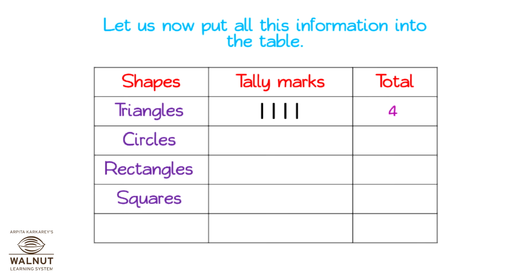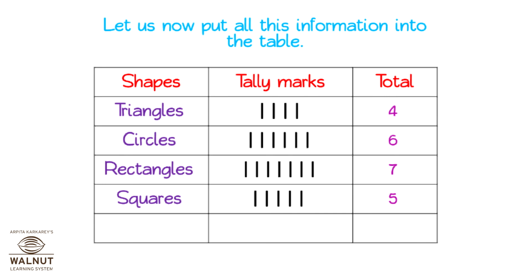Then for circles. 1, 2, 3, 4, 5, 6. Write the total count. Then for rectangles. 1, 2, 3, 4, 5, 6, 7. Write the total count. And then for squares. 1, 2, 3, 4, 5. Write the total count. Now add all the numbers to get total count.